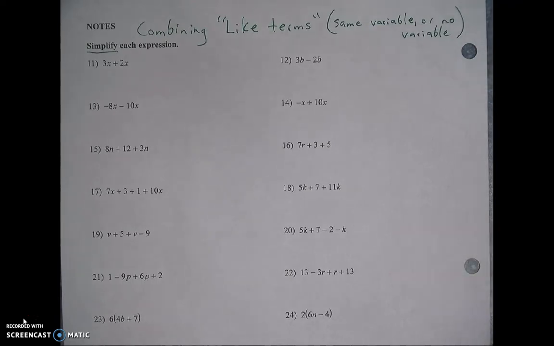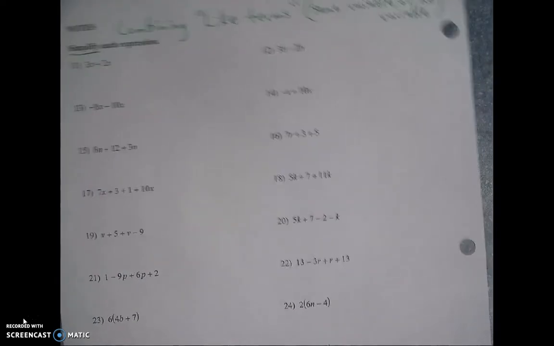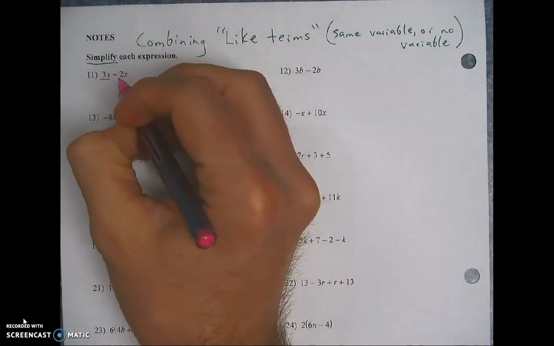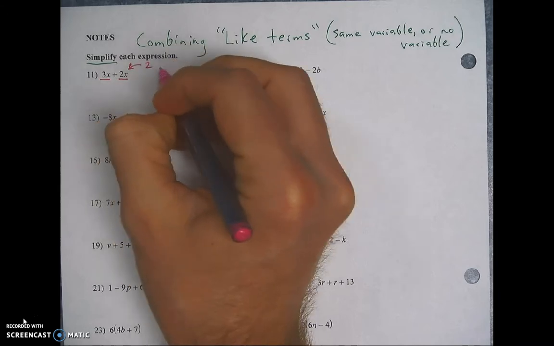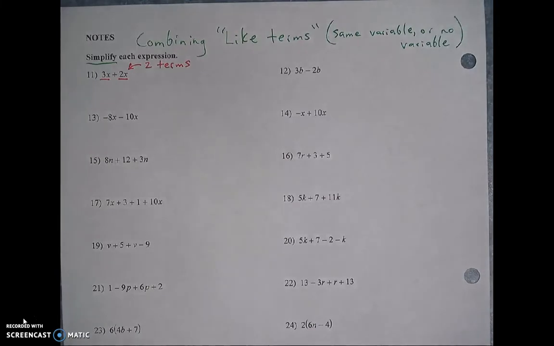I'm going to use a couple different colored pens here to demonstrate this. When I look at number 11, 3x plus 2x, I see two terms, 3x and 2x, and they are considered like terms because they both have an x as the variable. Two terms. And they're alike because they both have x as the variable. So I can combine these because they are alike.